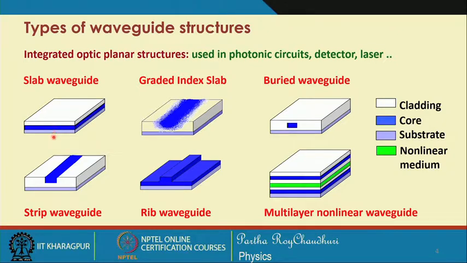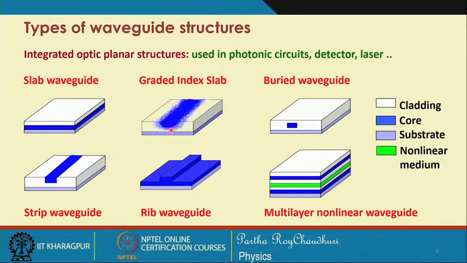The refractive index profile, as you can see, is a simple step profile such that the refractive index remains the same over a certain region and it becomes different over a certain homogeneous region. It could as well be a waveguide which has a graded refractive index profile.